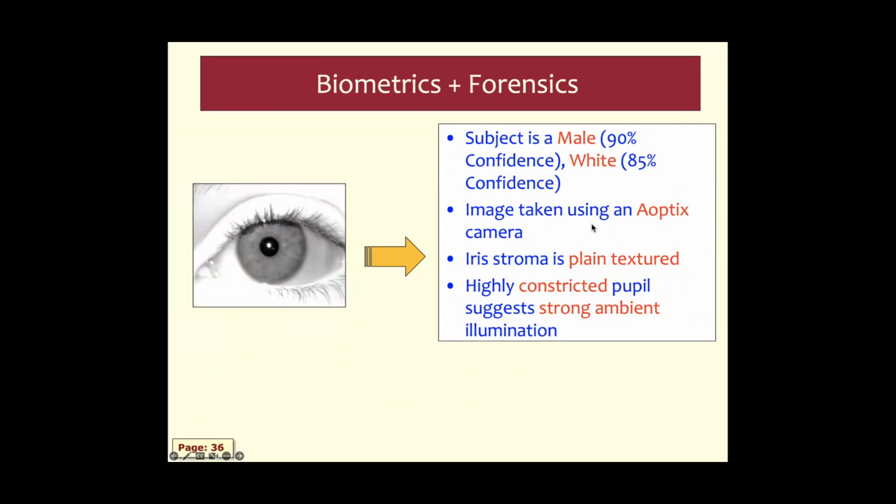The image was taken using an A optics camera. The iris stroma is plain textured, and the pupil is highly constricted, suggesting strong ambient illumination. So in other words, using a single image, you can deduce, using image forensic schemes, some attributes of this image, not only attributes of the image, but attributes of the person, not only attributes of the person, but also attributes of the sensor that was used to acquire the image.